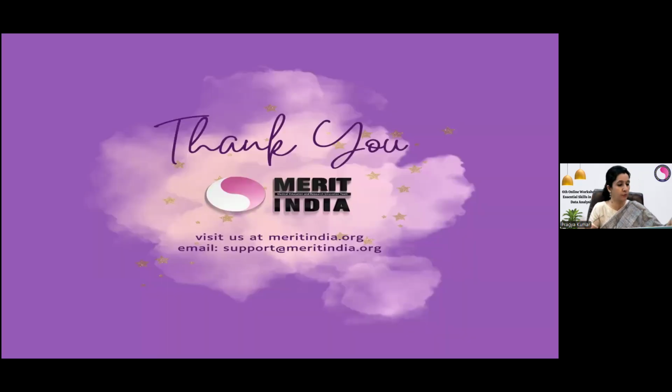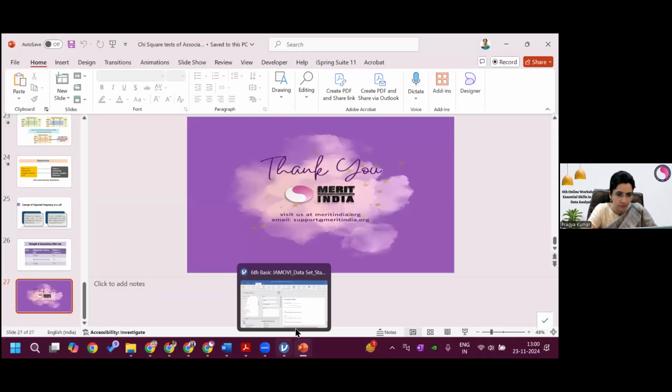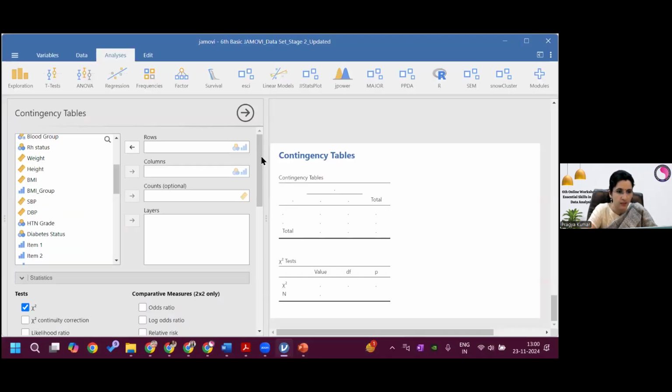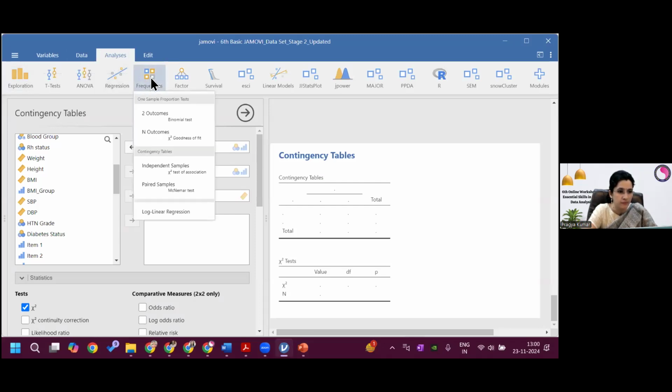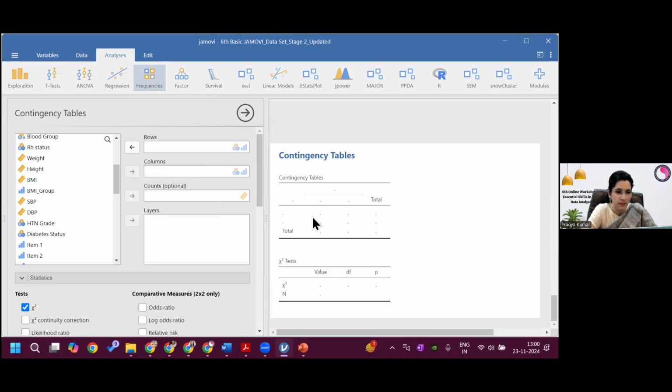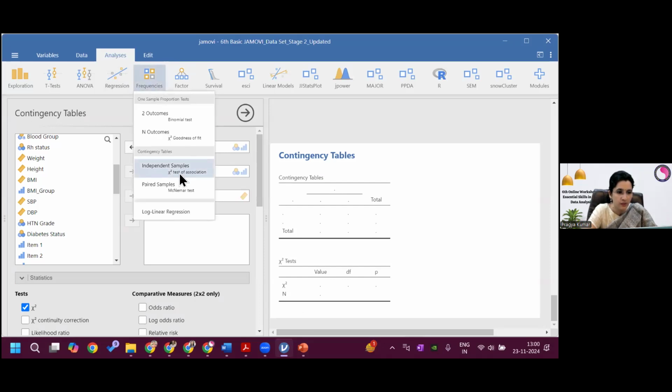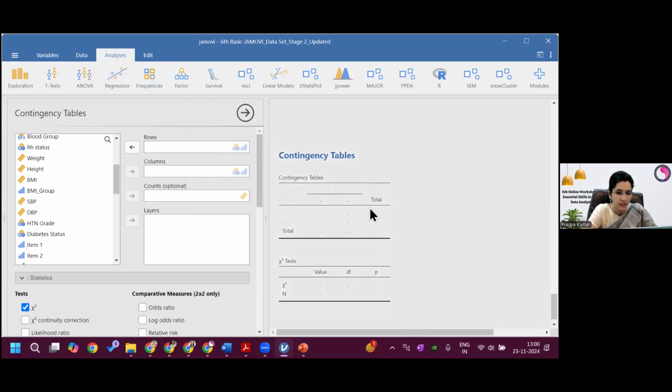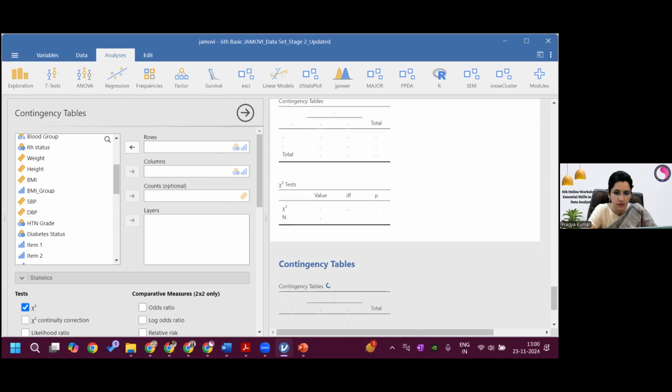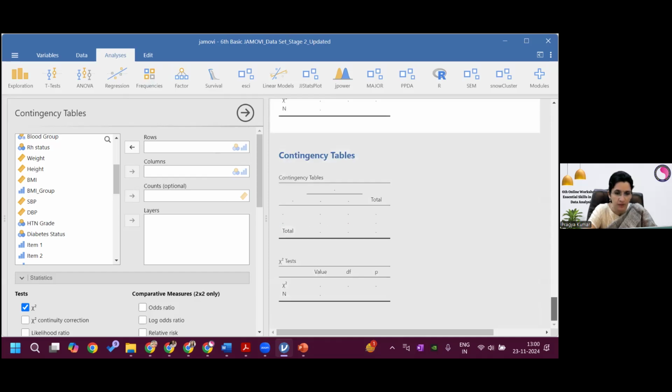Before I move to the other type of chi-square, let me demonstrate one test so that the concept of expected cell frequency becomes clear. How will I go? In the analysis, this is the frequency. In frequency you can see there's a binomial test and there's chi-square goodness of fit. Similarly here, it is an independent samples test. In frequency, you click on this and this option appears. It got duplicated because originally I had clicked one.